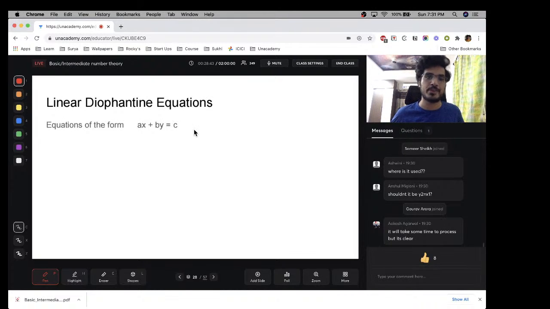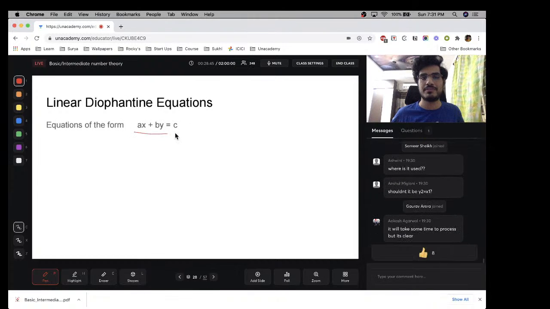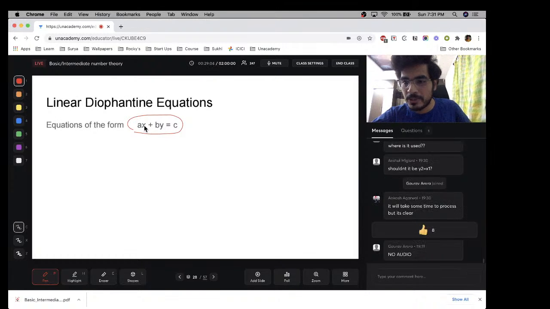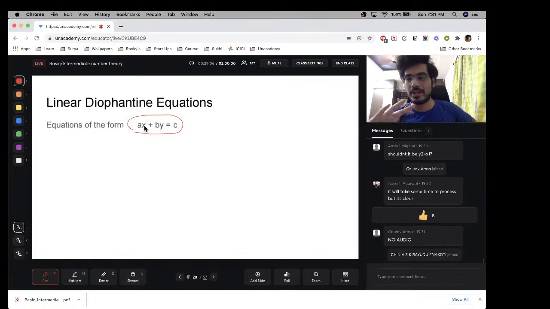Linear Diophantine equations. Any equation of this form is called a linear Diophantine equation. Okay, simple, nothing complex. Anshul just asked, isn't y2 equal to x1? Oh yes, I might have confused x1 and y1 there, but you are right. Equations of this form are called linear Diophantine equations.